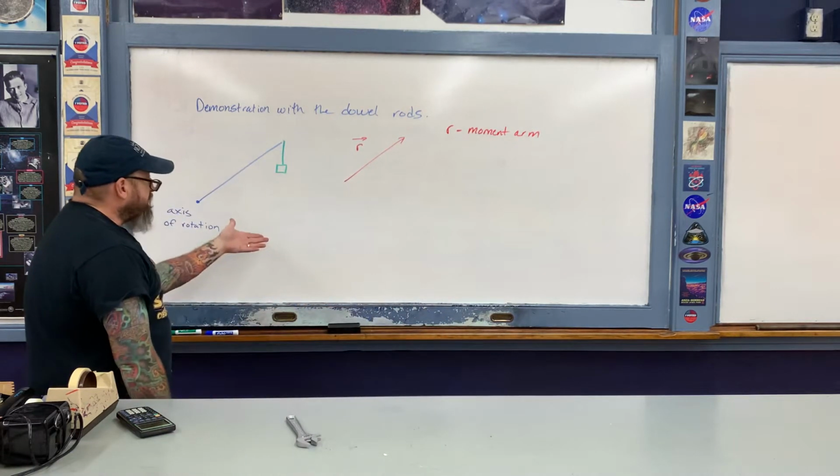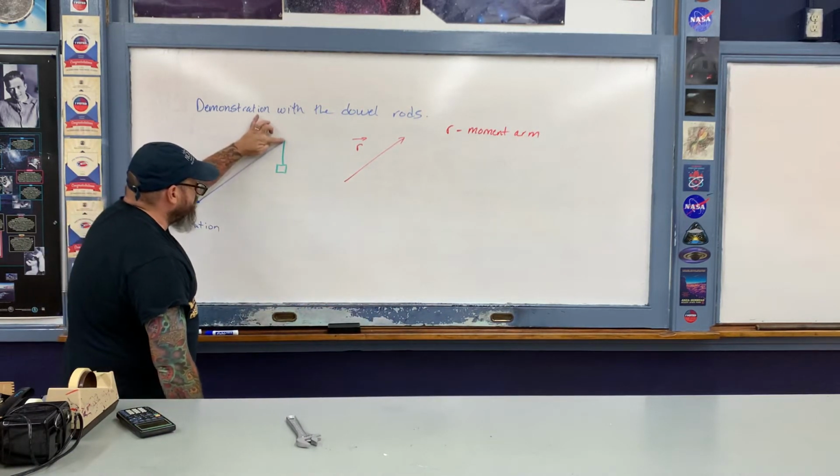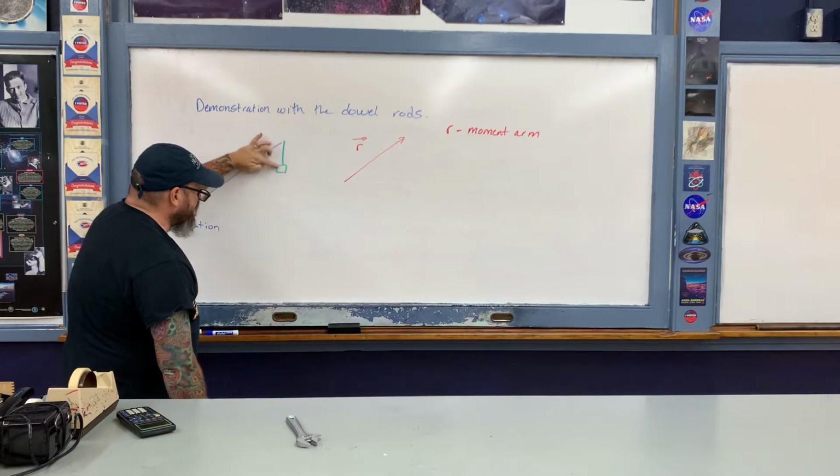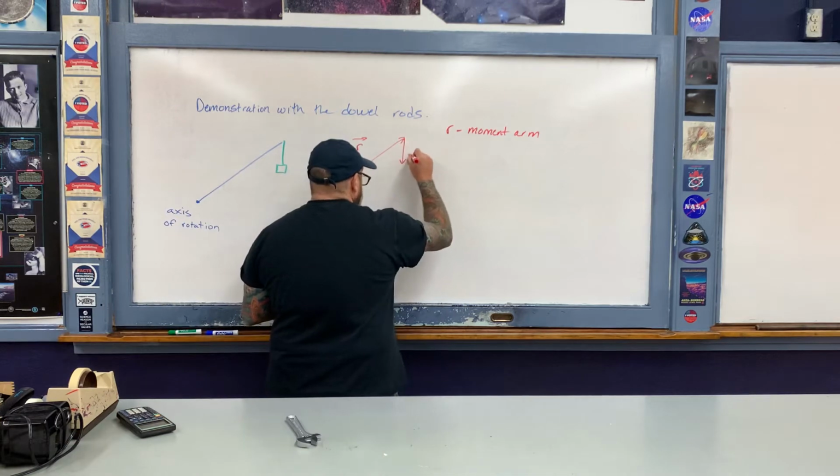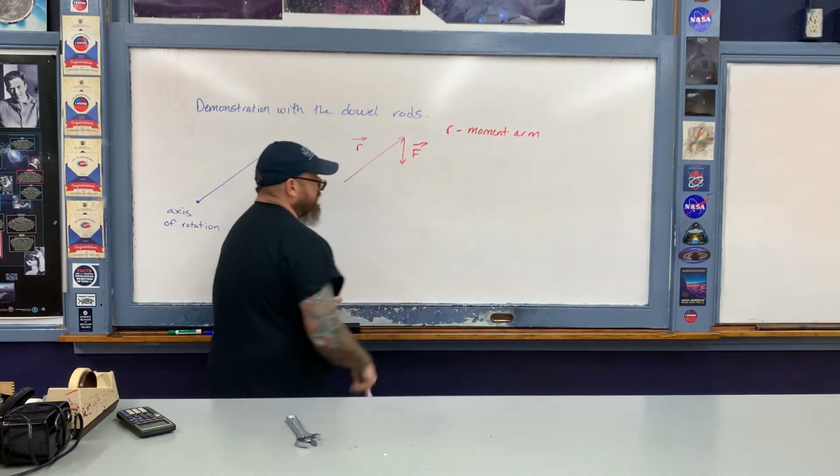Okay, and then the other vector that we have is the force vector. The force is applied to the dowel rod straight downwards from the weight of the object. So right here is the other vector. That's the force vector, like so.